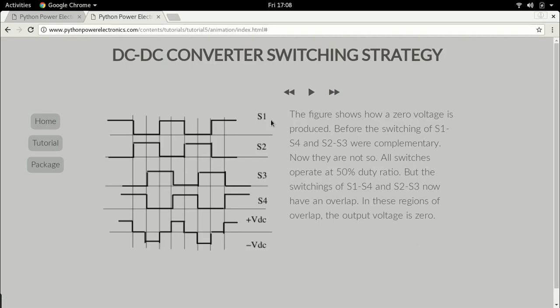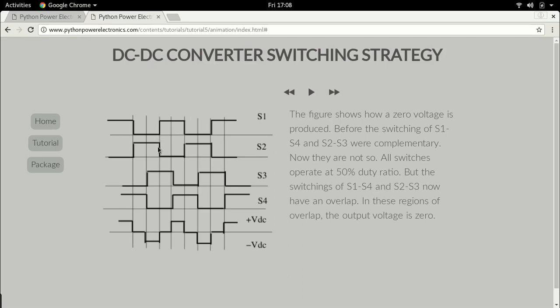So coming here, let's say switch S1. As I said before, we are still going to continue with our 50% duty ratio. So switch S1 is switched at 50% duty ratio. So you can see on time is equal to the off time. Switch S2 also has 50% duty ratio. So the on time is equal to the off time. And as I said before, S1 and S2 are complementary. So when S1 is on, S2 is off. When S2 is on, S1 is off.